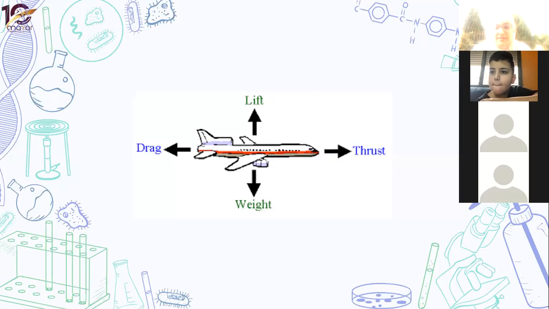Okay, now what if the thrust and drag are balanced? Thrust and drag are balanced, which is the engine forward and the air resistance or drag backwards. Yalla, who can tell me? I want more fingers.